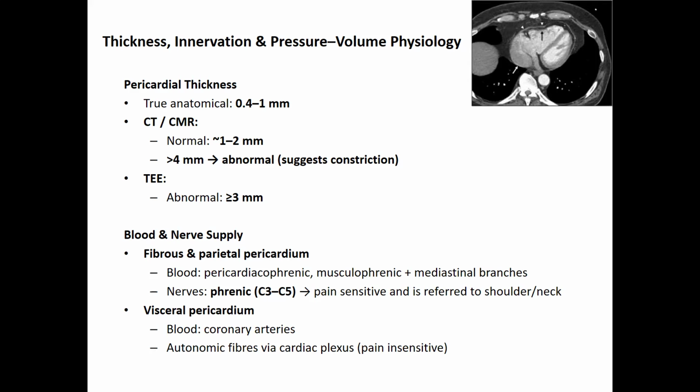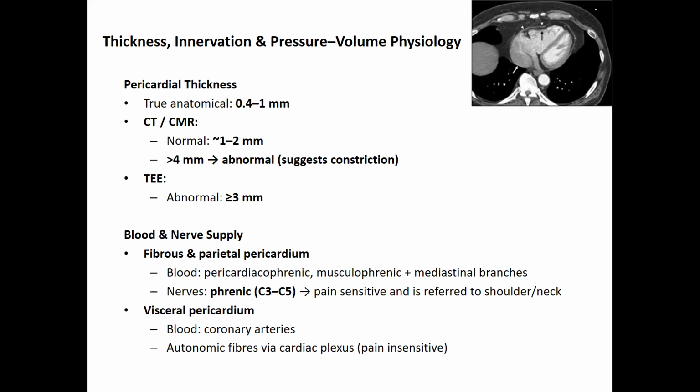In CT and MRI, this is how you can see the pericardium appears, a very thin membrane around the heart. If you measure it more than 4 millimeters, this is thickened pericardium. In transesophageal echo, if it's 3 millimeters and above, we call it thick.